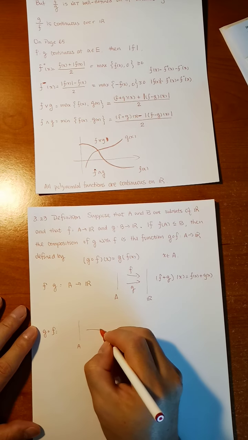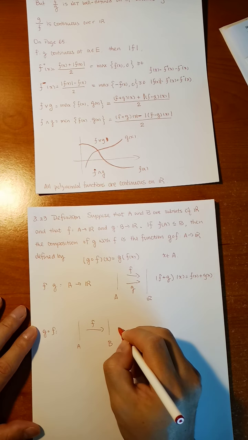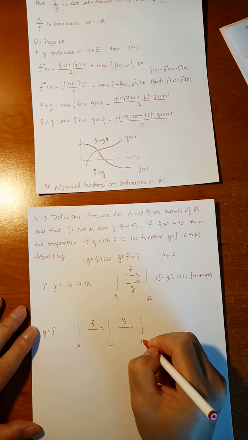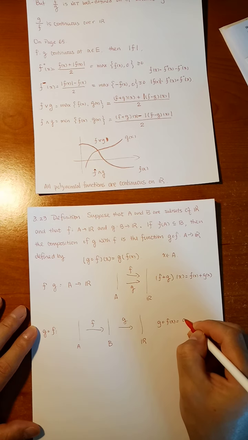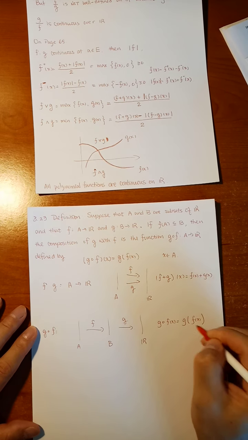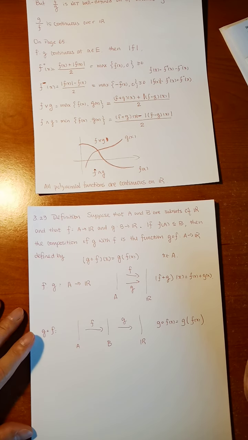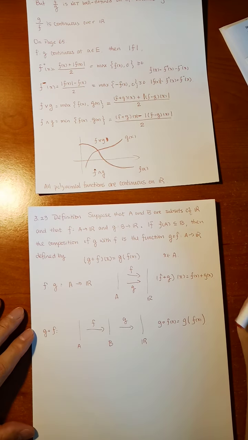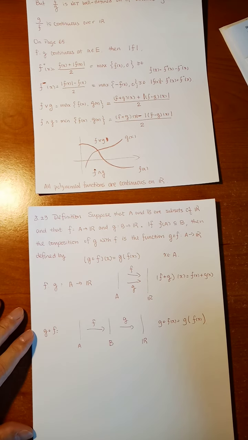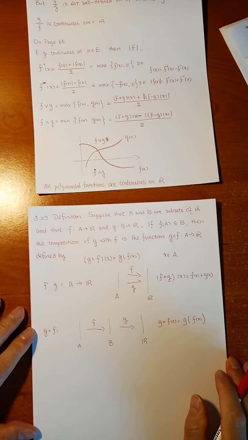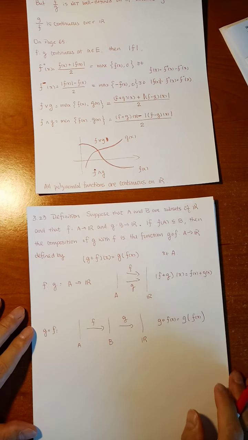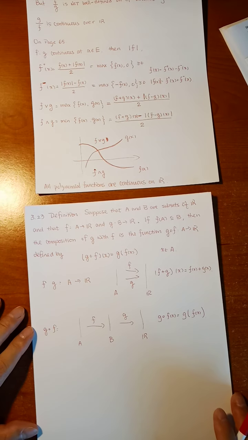So you first have A, and then you apply F, you get a B, and then you apply G, you get R. So it's a step-by-step operation. Okay, and F and G have different input. All right. That's the difference between the composite function and the regular addition subtraction stuff.